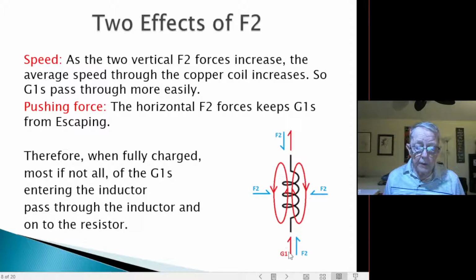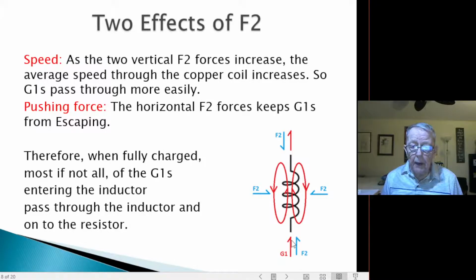In other words, every time it flows through here, most of them go through, some of them try to escape and get into the magnetic field. But the stronger this force is, the more they're held into the coil. Therefore, when fully charged, most, if not all of the G1s entering the inductor, most of them pass right through.